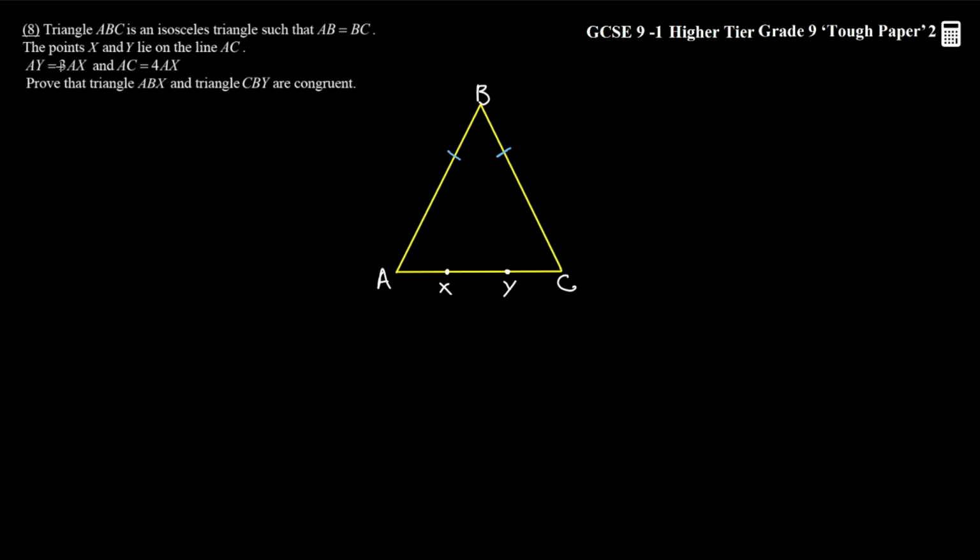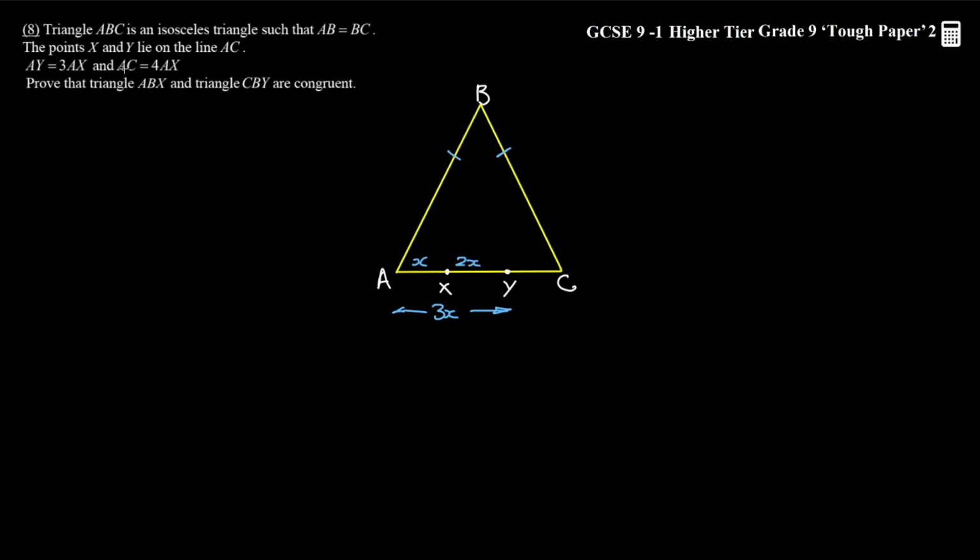Now, we're told that AY and AC are both in terms of AX. So AX effectively is the master. So I'm going to call AX distance x. Now I can put the values on that they suggest. AY is equal to 3x. Well, if that's true, this is 2x.